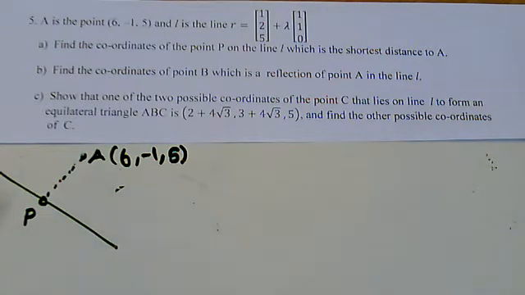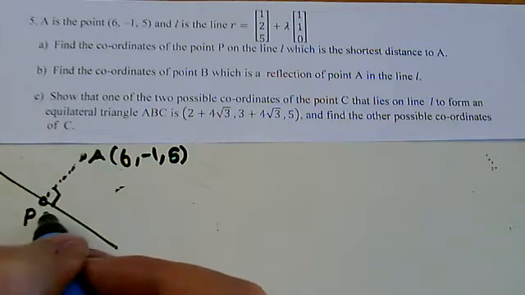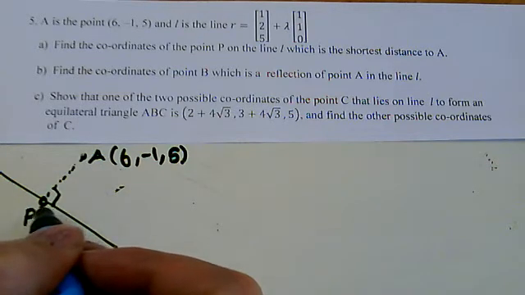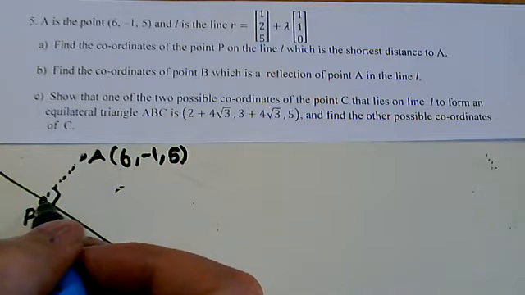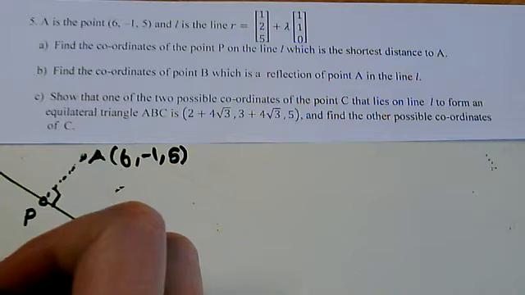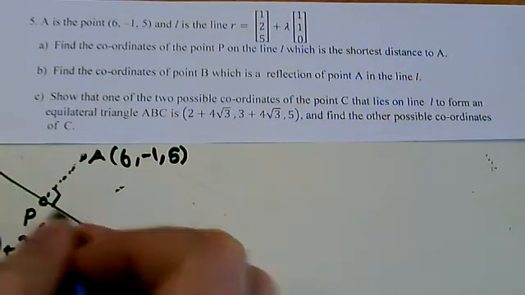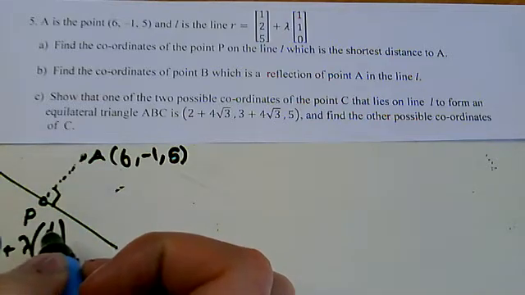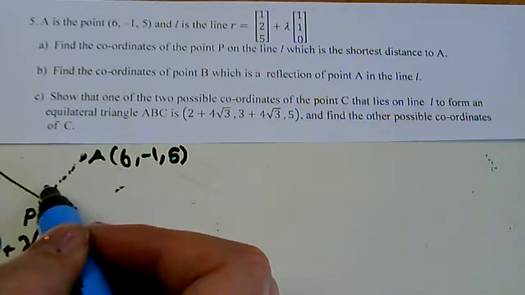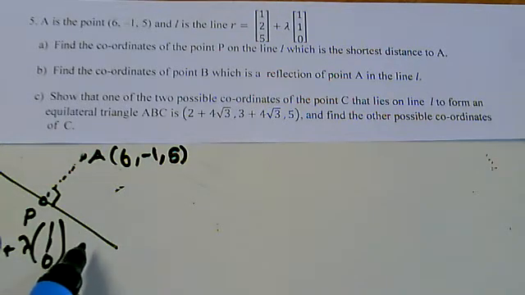Okay, so we're trying to find, for question 5, point P, which is the foot of the perpendicular from the point A to the line. So we want these coordinates. Now we know for a particular lambda that P has the coordinates of the form 1, 2, 5 plus lambda lots of 1, 1, 0 because it lies on this line. And the way we're going to do this is we're going to work out a vector A to P. We know it's perpendicular to the vector 1, 1, 0, so when we dot them together we should get 0.